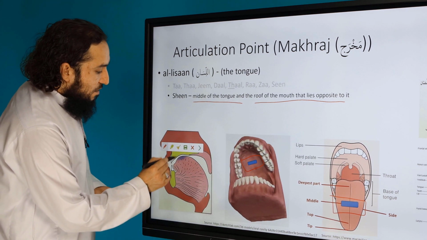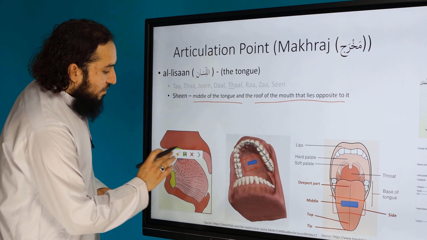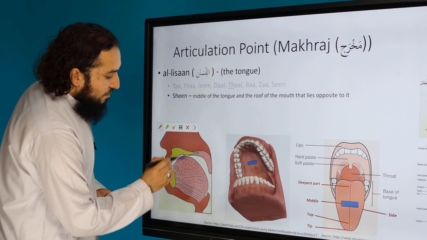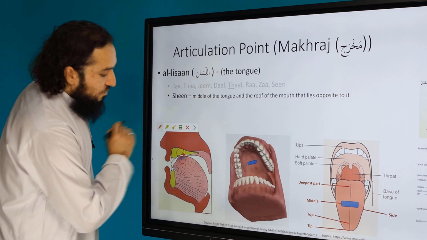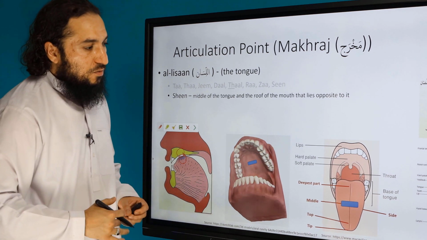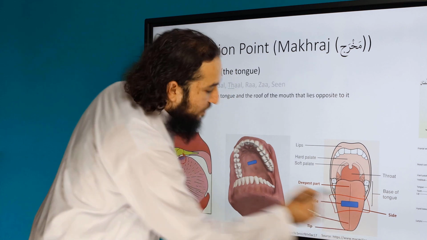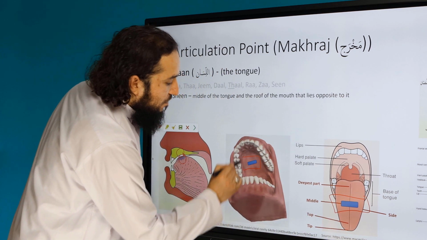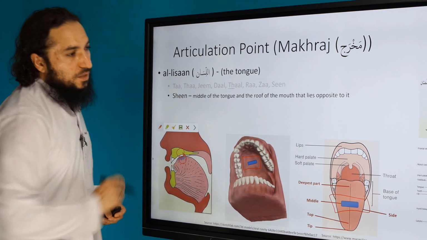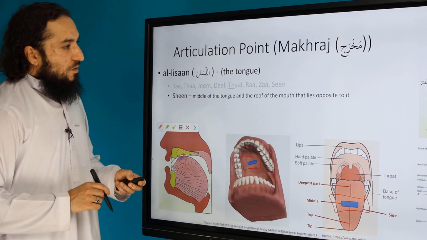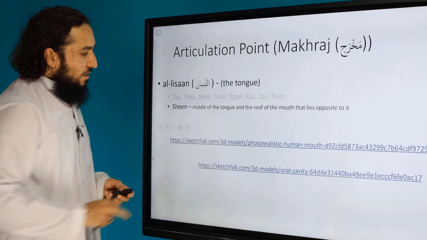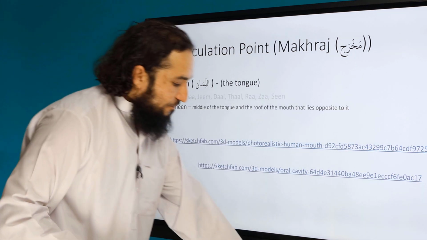Similar here, the middle of the tongue and the roof of the mouth that is opposite to the middle of the tongue. Okay, again, so it's the middle, and this place. Let me go to the 3D model and explain it there.